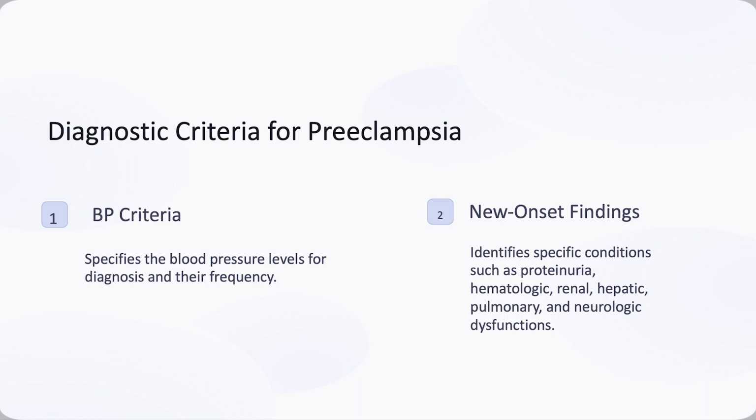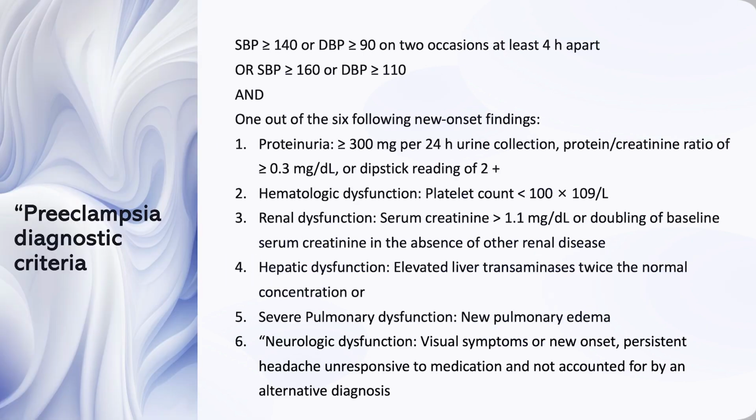Diagnostic criteria for preeclampsia includes BP criteria and organ dysfunction, which identifies specific conditions such as proteinuria, hematologic, renal, hepatic, pulmonary, and neurologic dysfunctions. BP criteria: systolic BP greater than or equal to 140 or diastolic BP greater than or equal to 90 on 2 occasions at least 4 hours apart, or systolic BP greater than or equal to 160 or diastolic BP greater than or equal to 110, and 1 out of the 6 following new-onset findings.